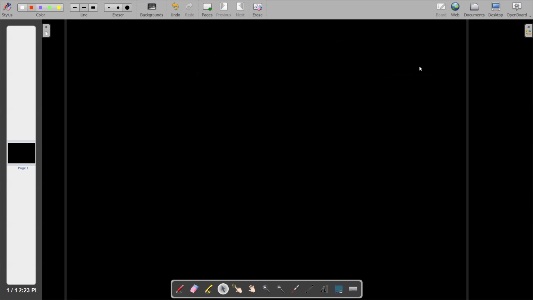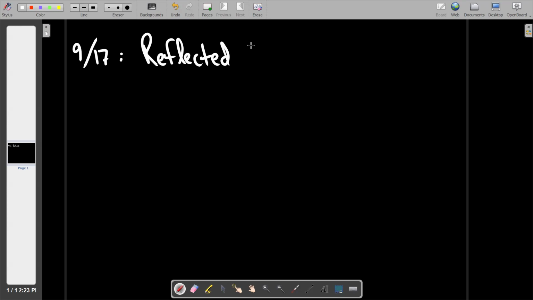So today is the 17th. And we are going to do reflected. And I should be more specific. Reflected vertically sine and cosine graphs.